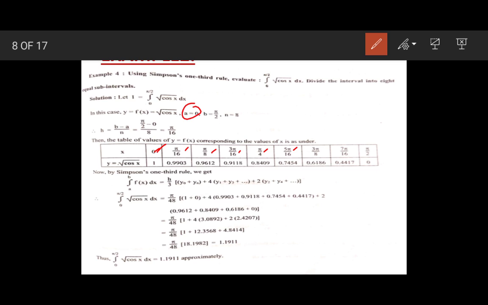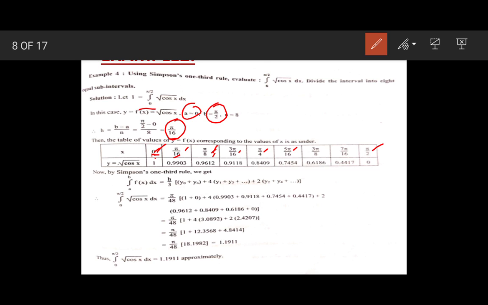Okay, what we are doing? First we have taken the a value, we are starting from the a value, means lower limit 0, and then we add the h value. So h value is pi upon 16, so 0 plus pi upon 16 is pi upon 16, then pi upon 16 plus pi upon 16 is equal to 2 pi upon 16, means pi upon 8. So on we are going to add this h value till we get pi upon 2. So now I got the pi upon 2, so I'll stop here.